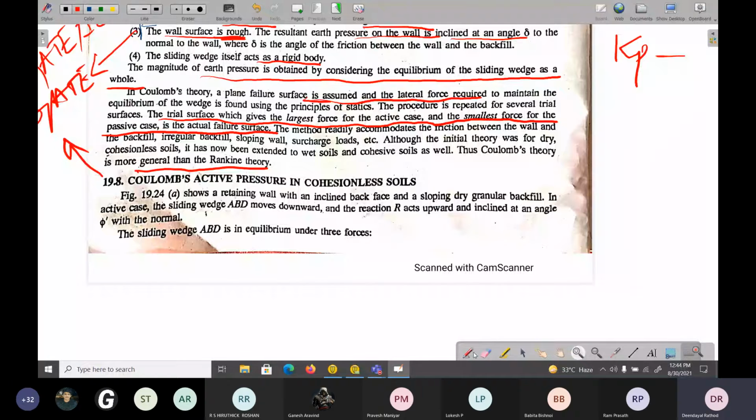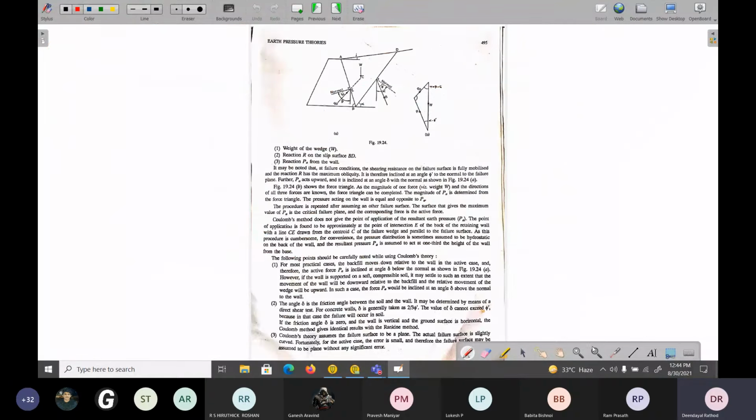So look at this one. Coulomb's theory for active pressure for a cohesionless soil. Anyway, I will show that picture, and we'll consider this back as inclined and the soil granular. Maybe on the next page I'll go. So this is the Rankine active earth pressure.